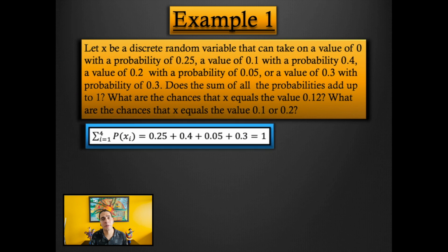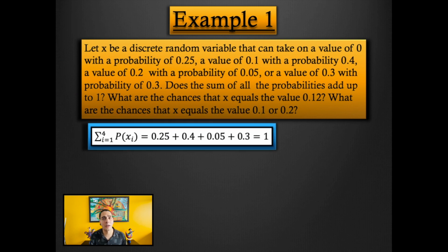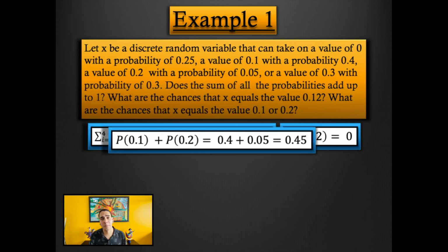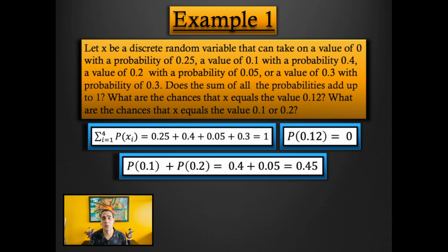To answer the first question, we sum together all the corresponding probabilities of x sub i, where i is equal to numbers 1 through 4, because there are only 4 possible values that x can take on. And as you can see, it does end up being 1. Because the sum of all these given probabilities adds up to 1, we know that we're considering all the possible outcomes. So the probability of x equaling 0.12 is 0. Moving on, if we wanted to know the probability for x equaling 0.1 or 0.2, we just sum together those two corresponding probabilities, and that ends up equaling 0.45. In other words, the chance of x equaling 0.1 or 0.2 is 45%.